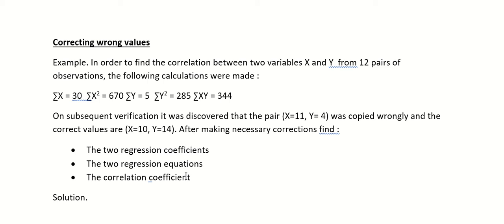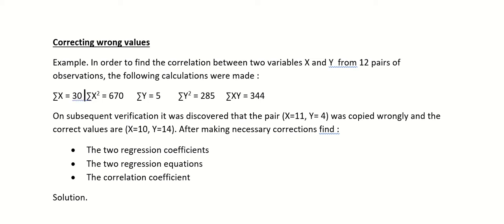So I think we can start with this question. The question says that in order to find the correlation between variables x and y from 12 pairs of observations, the following calculations were made. Summation of x is 30, summation of x square is 670, summation of y is 5, summation of y square is 285, and summation of xy is 344. So these are the values already given to us, right?